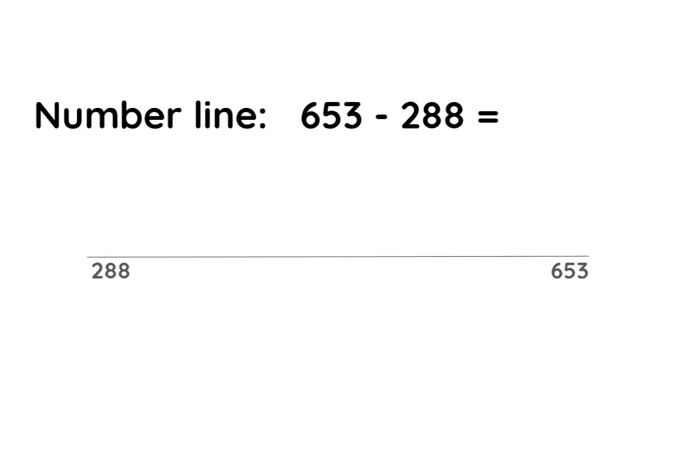All right, 653 minus 288. Now let's look at this problem for a minute. We're almost subtracting 300. If I rounded that up, we would be saying 653 minus 300 equals 350. So our answer is going to be right around 350. So let's go to work now and see how good we are at estimating.